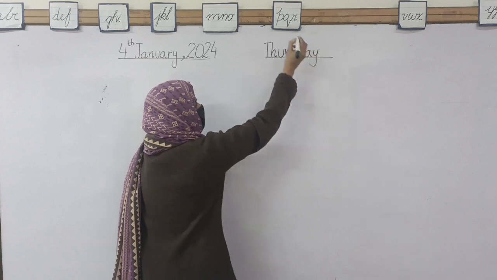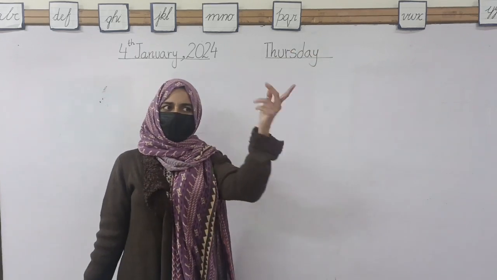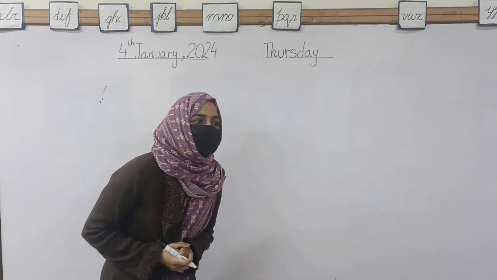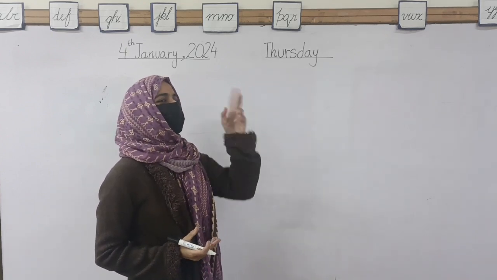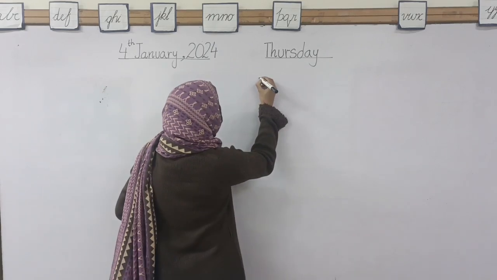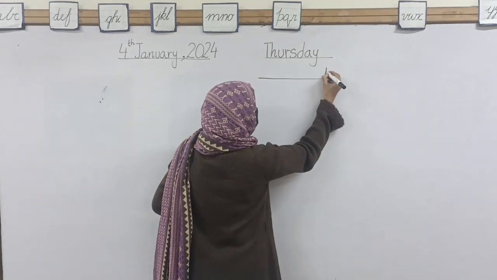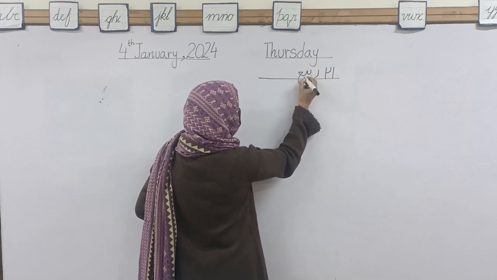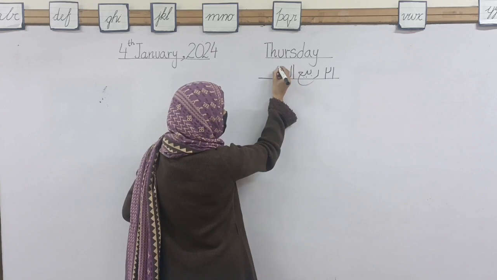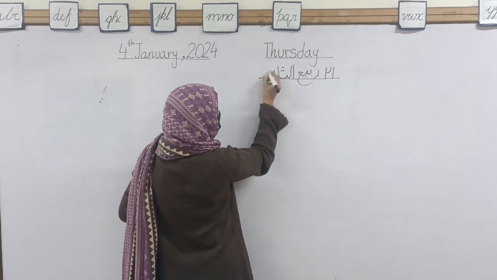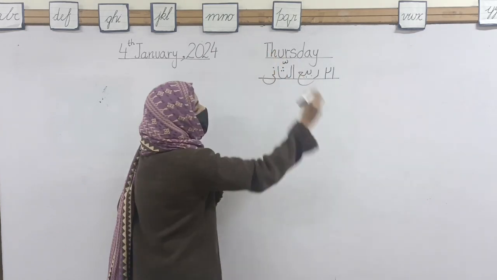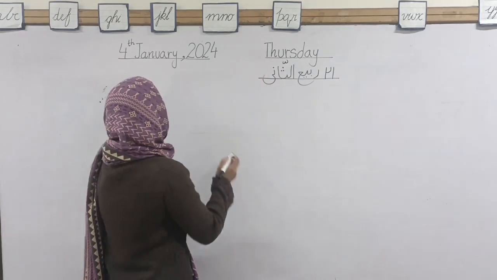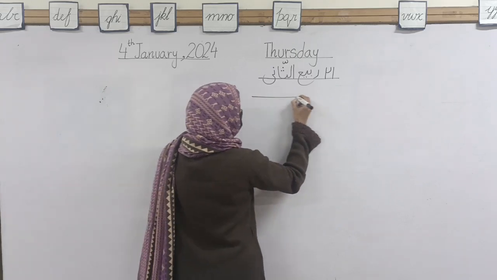Okay, students, the Islamic date today. Any guesses, my dear students? No one. Okay. It's 21 Rabiul Thani. Yani 21 Rabiul Thani. And what should we call Thursday in Arabic? Yom al-Khamis.